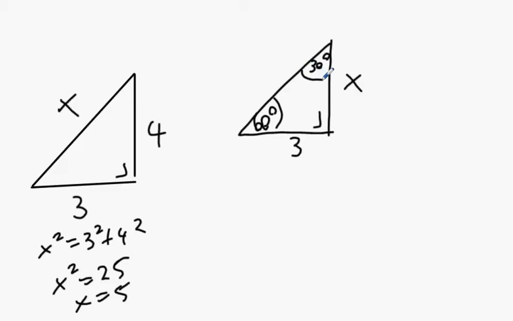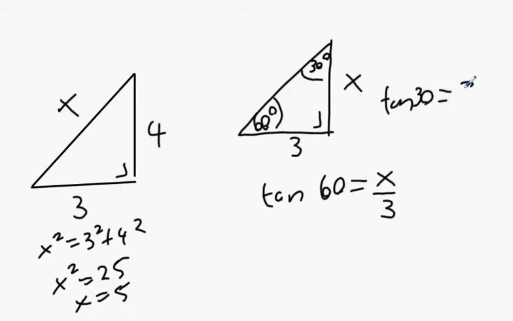So anybody have any idea? Sohcahtoa, we're going to use tan, right? So we're going to say tan what? Tan 60 equals x over 3. Somebody else could have come along and said tan 30 equals 3 over x. Both people will get the same answer provided they get x on its own.